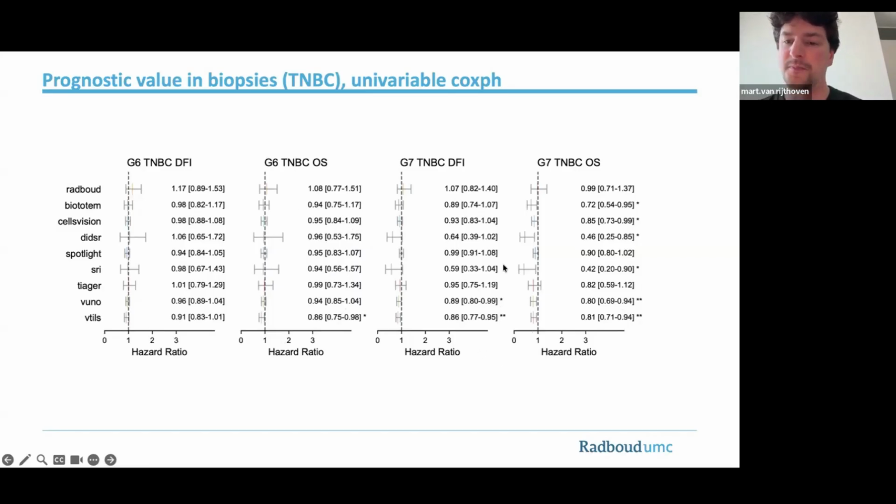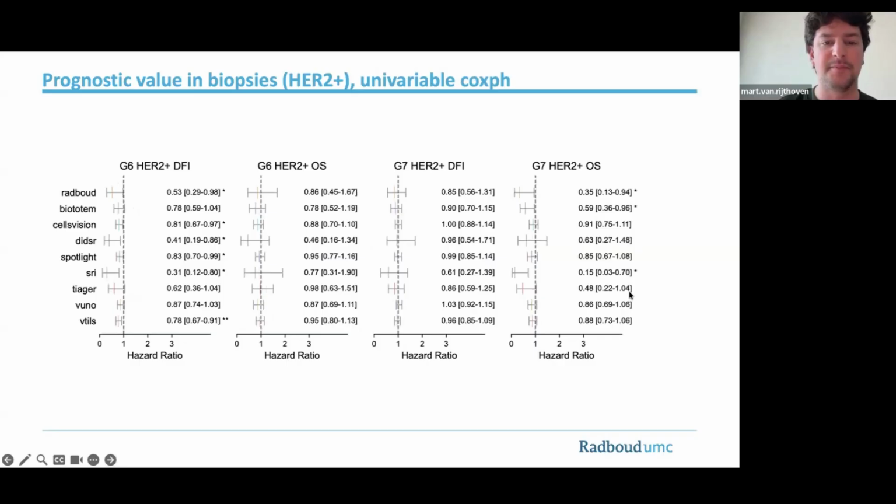And here as well, in G7 we have a bit more significant results for the CTIL model, but it's not really consistent. And the same story for HER2 plus. Again, not really the results that we got from the resections, actually.